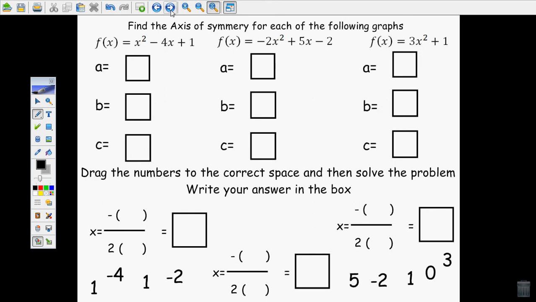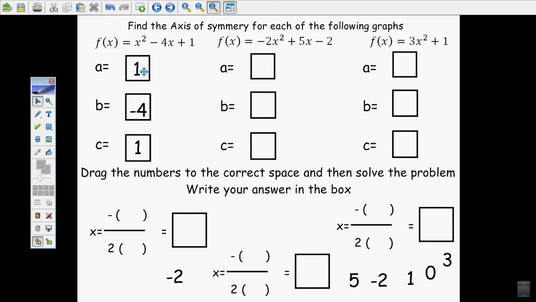All right, let's practice that 3 times. And so here are numbers again, where we've got them in standard form. Make sure you got your y is equal to x squared, then the x, then the 1. So I have to figure out my a, b, and c. I'll go a little bit faster because you know how to do this now. a is 1, b is -4, and c is +1. So first find your a, b, and c. Then here's my equation: x is equal to -b over 2a. And it says drag the numbers to the correct space, then solve the problem. Write your answer in the box.